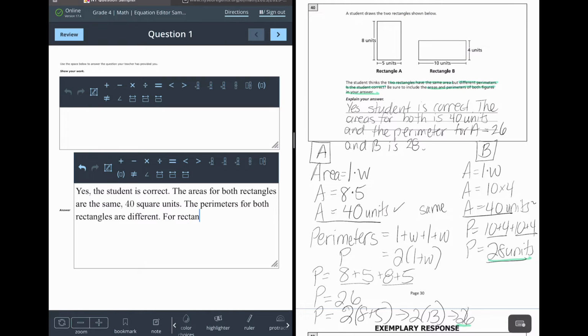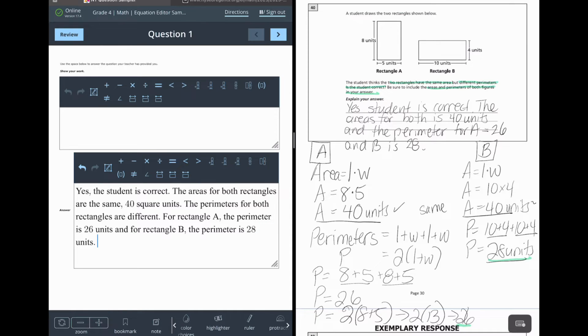For rectangle A, the perimeter is 26 units. And for rectangle B, the perimeter is 28 units. All right, and that's it.